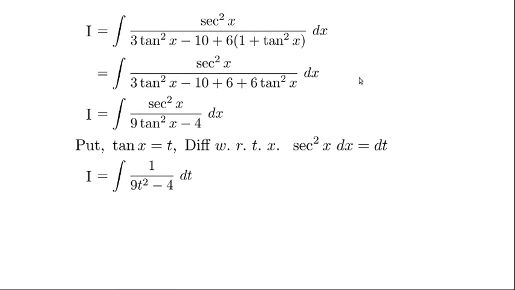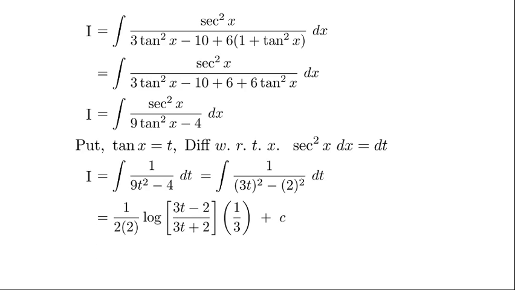The problem reduces to the form of integration of 1 upon 9 t square minus 4. And that is further written as integration of 1 upon (3t) the whole square minus 2 square dt. So this is in the form of 1 upon x square minus a square, 1 upon 2a log of x minus a upon x plus a plus c. So 1 upon 2a is 1 upon 4, log of 3t minus 2 upon 3t plus 2, into 1 by 3, this is the coefficient of t, plus c.